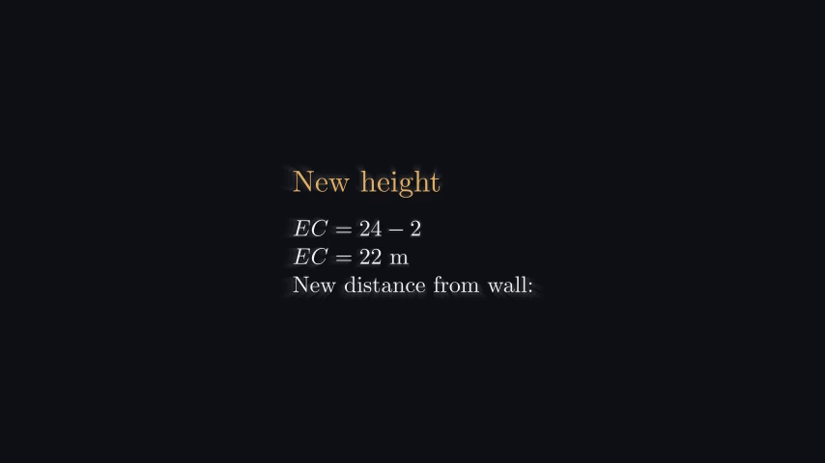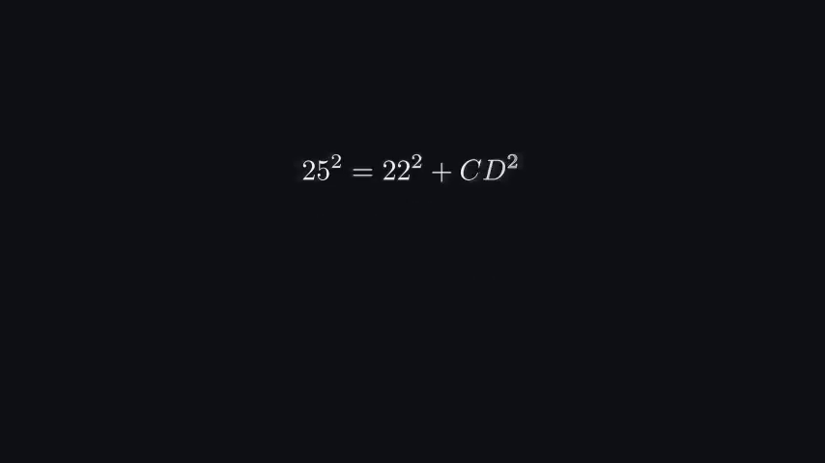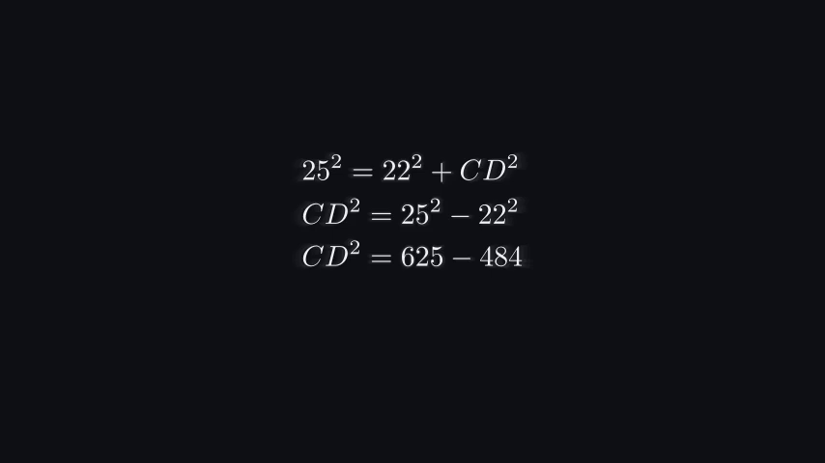The key equations are shown on the screen. Substitute the known side lengths. 25 squared equals 22 squared plus CD squared. CD squared equals 25 squared minus 22 squared. This gives CD squared equals 625 minus 484. This gives CD squared equals 141.